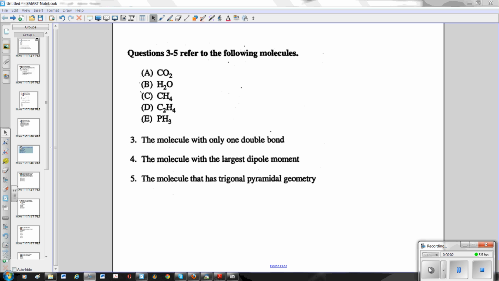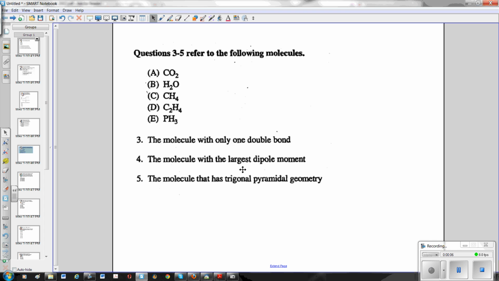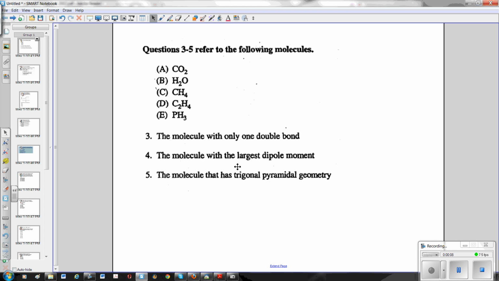Alright, let's start on the exam. Question number 4: largest molecule with the largest dipole moment. When you look for a dipole moment, it means polar. Who's going to be the most polar? The correct answer is water. Why is water going to be the most polar? Because it's got an oxygen, hydrogen, oxygen, hydrogen. It's got 2 lone pairs of electrons, and water is just known as a very polar molecule.